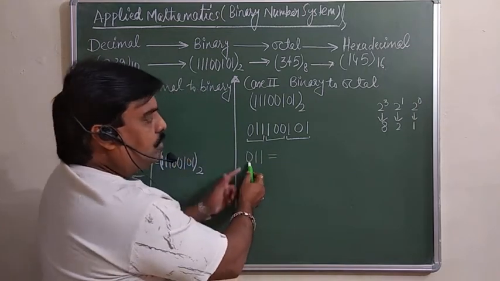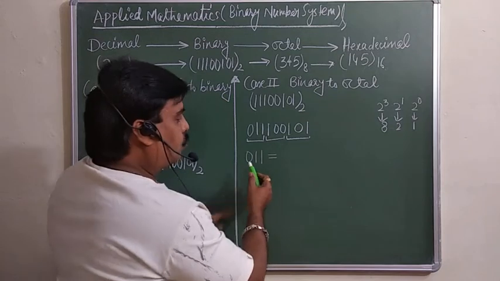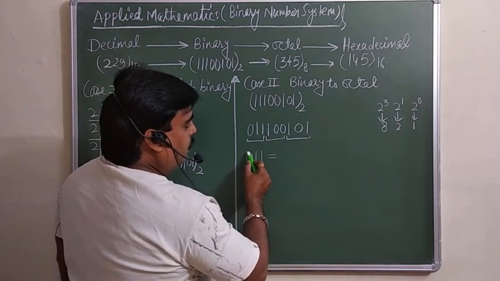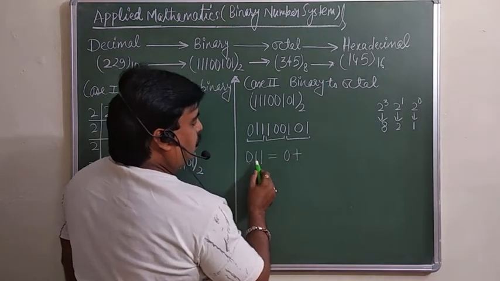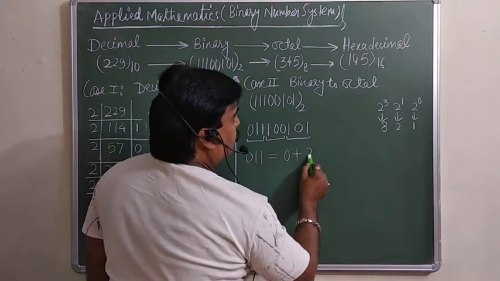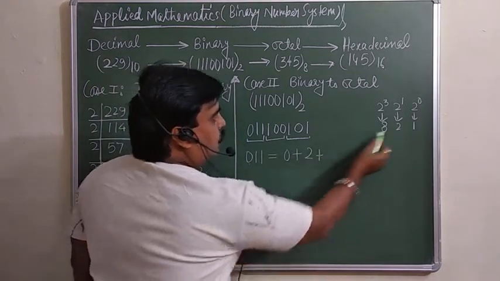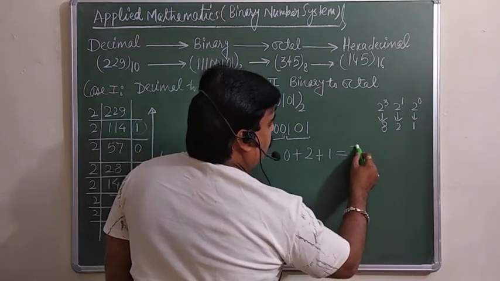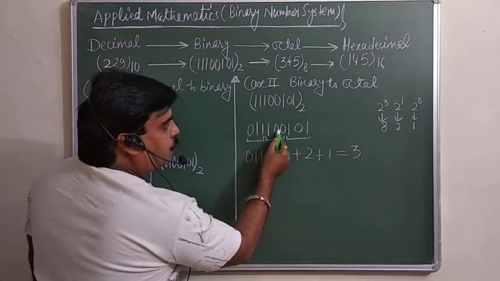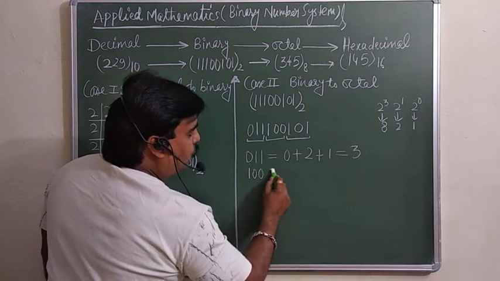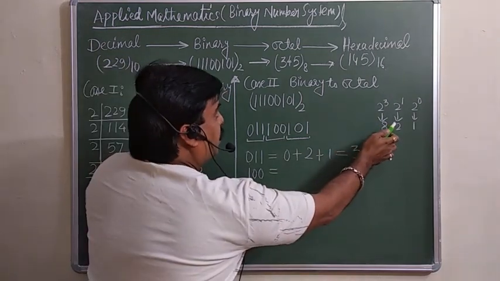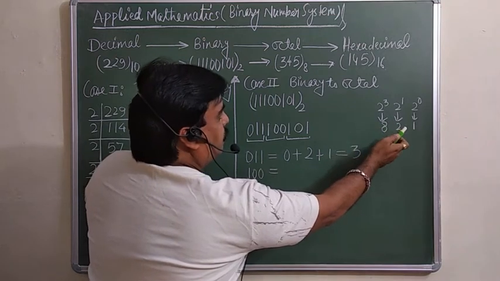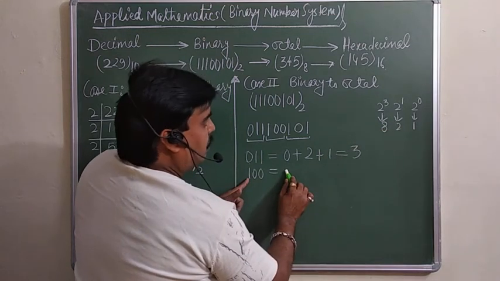0 means we will not take it. For 0 we will not take this one. So that is 0 here. Plus for this 1 it is 2. Plus for this 1 it is 1, we will take. So this is your 3. Now similarly we will take for these 3: 1, 0, 0. For 1 we will take, we will observe for 1. This one is there, that is your 8.